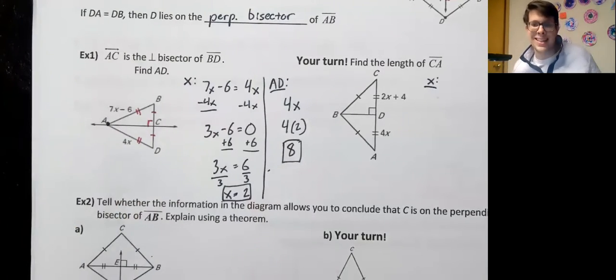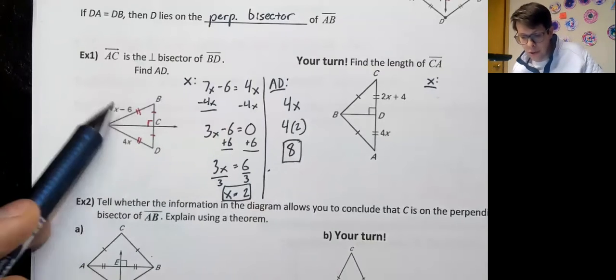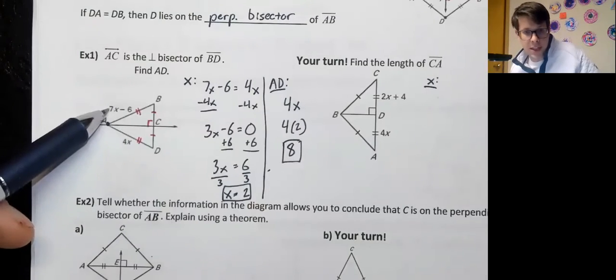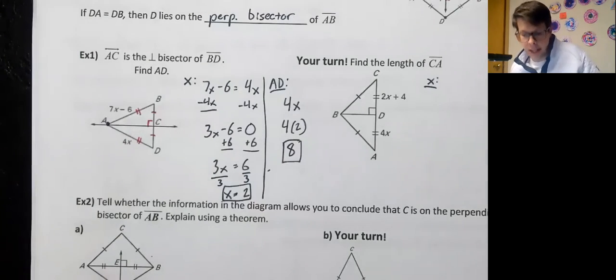That's the final answer. Now, if you wanted to check this, which is always a fantastic idea, remember that our second segment should have the exact same length. So if you take another 2 and plug it in there, you should get the identical value. 7 times 2 is 14, but 14 minus 6 is still 8. So that works out wonderful, and you still get the same answer.